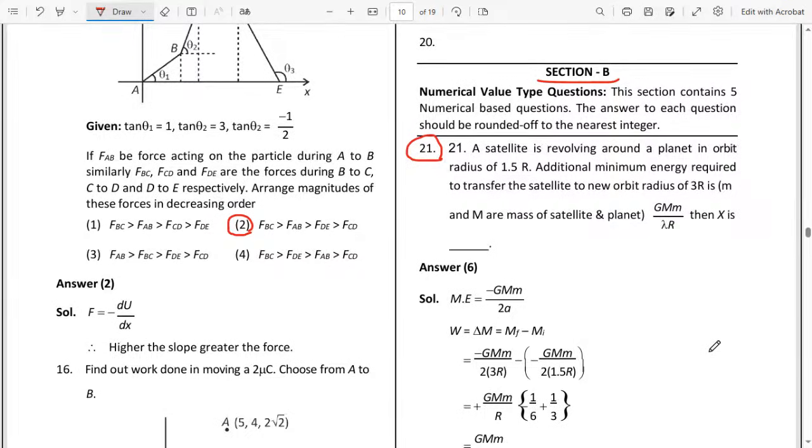A satellite is revolving around a planet in an orbit of radius 1.5 r. The additional minimum energy required to transfer the satellite to a new orbit of radius 3 r is x, where m and M are the masses of the satellite and planet, GMm by some multiple of r. Then x is, what is the answer? Answer is 6. Enter 6. Next.